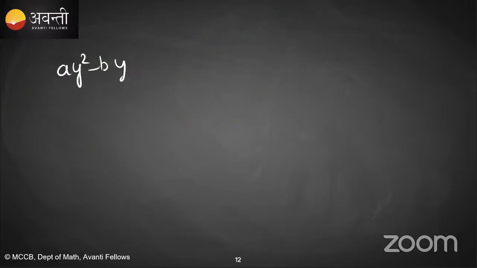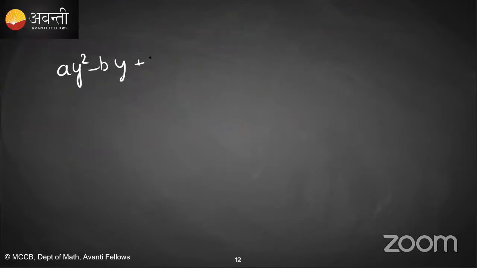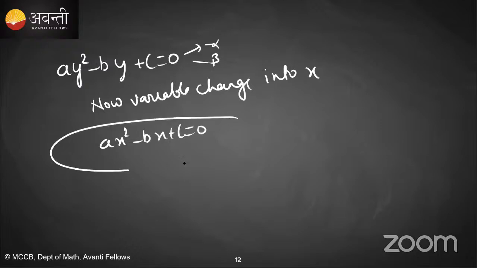Okay, so a y square minus b y plus c is equal to 0, right? So it has the roots minus alpha, minus beta. Now change the variable into x. So it is nothing but a x square minus b x plus c is equal to 0. So this is your required equation. What are its roots? Minus alpha, minus beta.